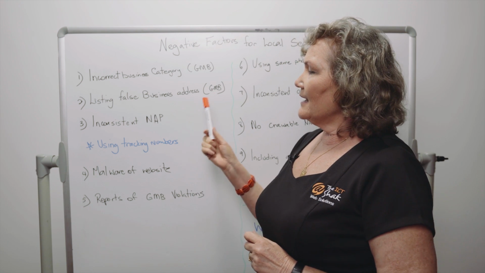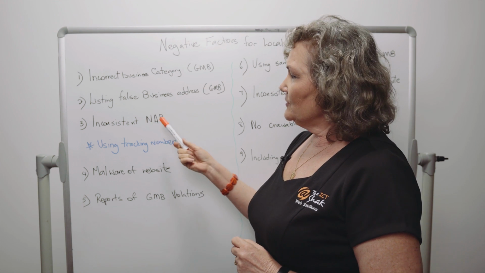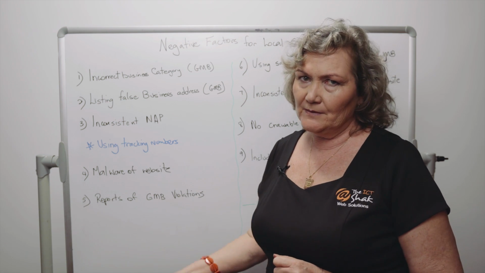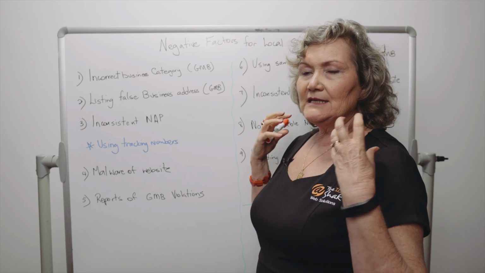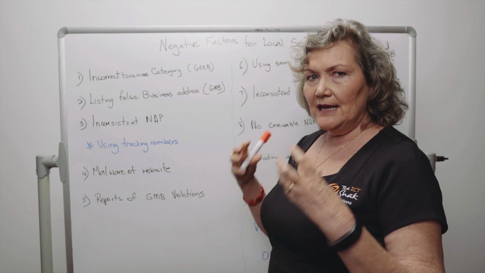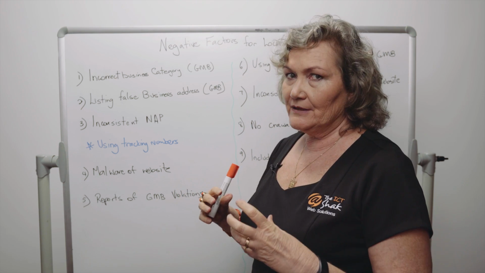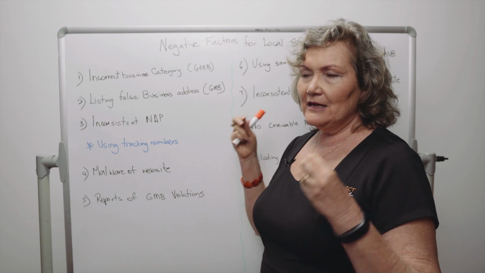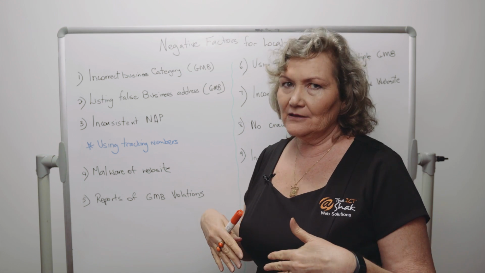The third one is having an inconsistent NAP address. Your NAP is your name, address and phone number, and it has to be consistent everywhere on the website and on the internet. So what happens is every time it is found by the search engines, it gives your domain, your NAP together, higher authority. So by having an inconsistent NAP, it waters it down.